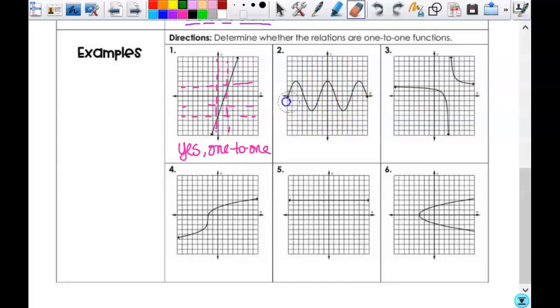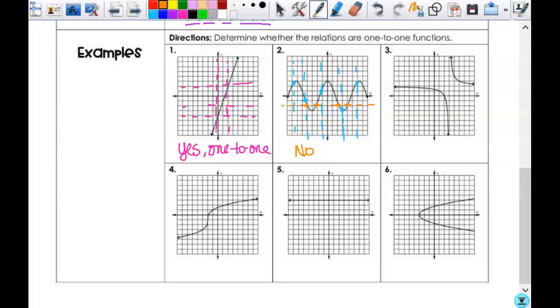Let me erase. So I'm passing the vertical line test, right? I got that. Come in here and do the horizontal line test, because the vertical line test is passing because I'm just hitting it at 1 point each time. But then when I do the horizontal line test, it fails it because here it hits it 4 times, but it actually keeps going like that, so it actually hits it an infinite amount of times. So this answer is no.